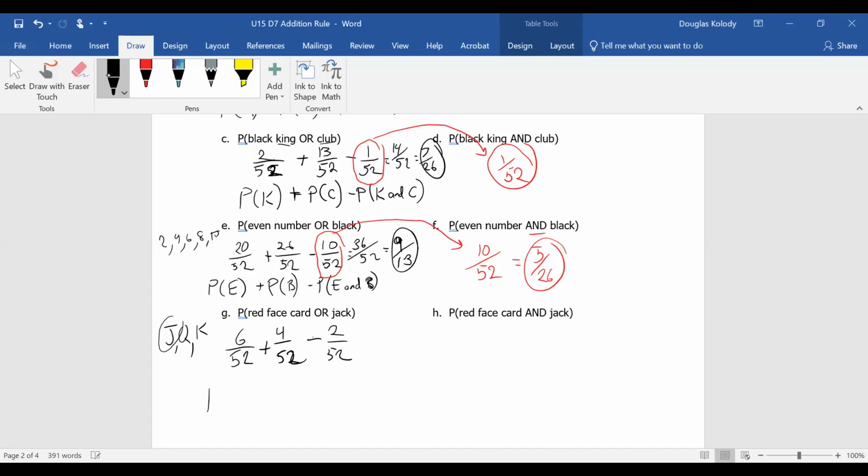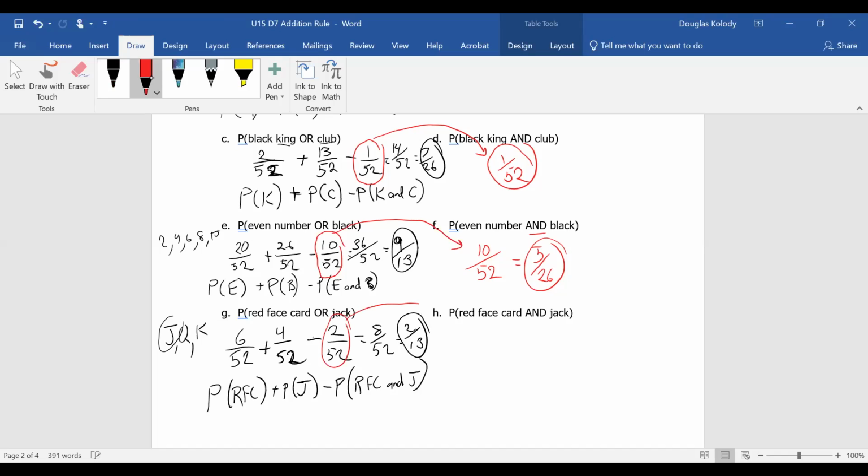So that's the probability of being a red face card plus the probability of being a jack minus the probability of being both a red face card and a jack. So 10 minus 2 is 8 out of 52, which is 2 out of 13. And last but not least, the answer is there to part H. How many are red face cards and jacks? Just these 2 out of 52 cards, which is 1 out of 26.